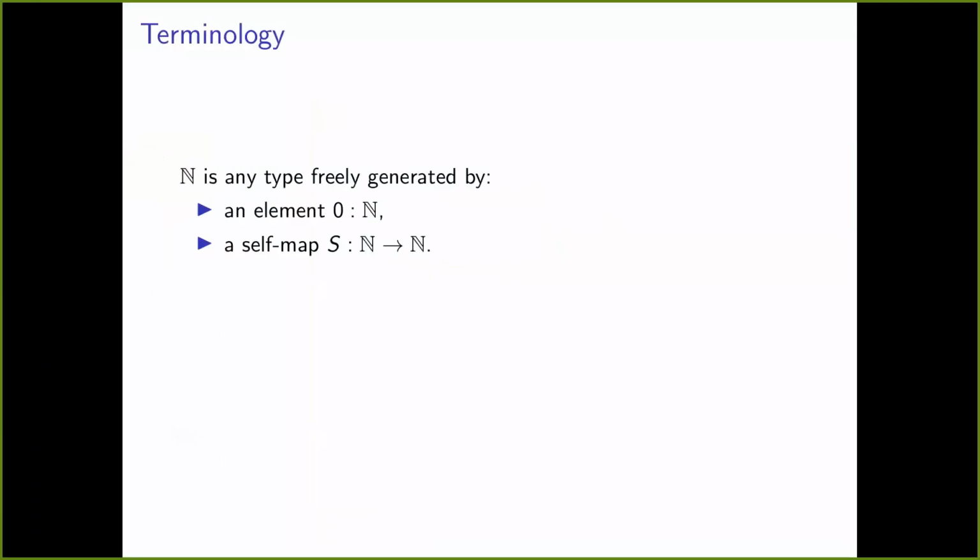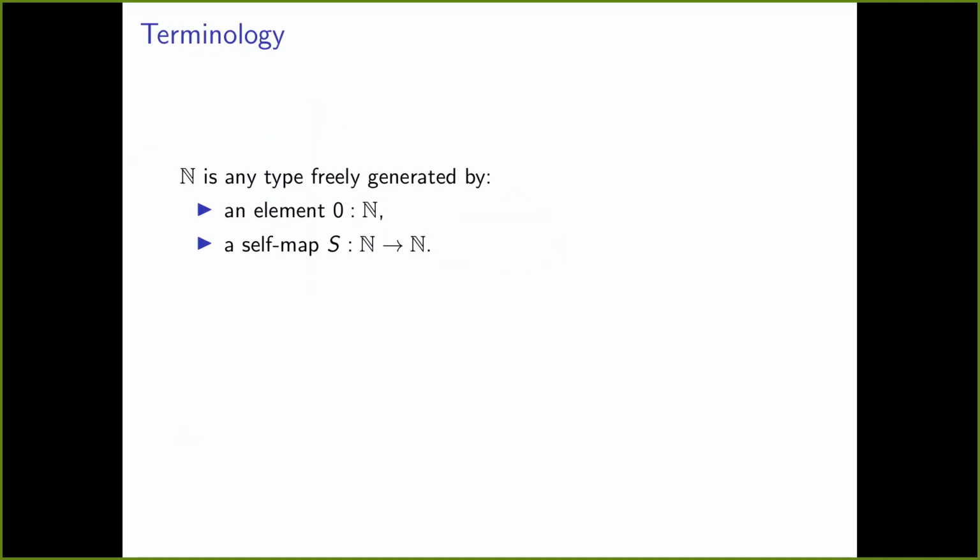So let me first say what I mean by constructing the naturals from the integers. I think we're all familiar with the universal property of the naturals. They are a type freely generated by an element 0 and a self-map successor. I take this as shorthand for the induction principle for the naturals that you see in the output.